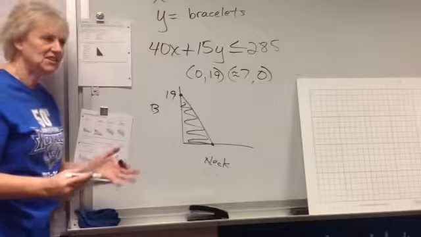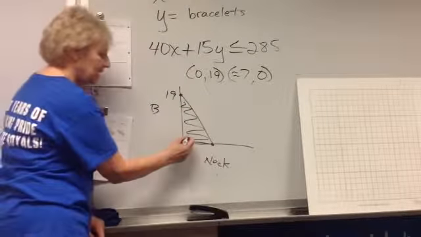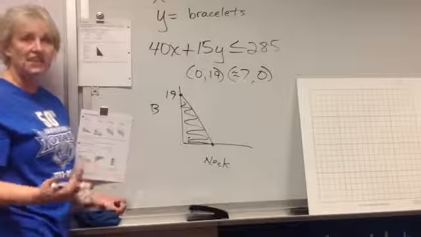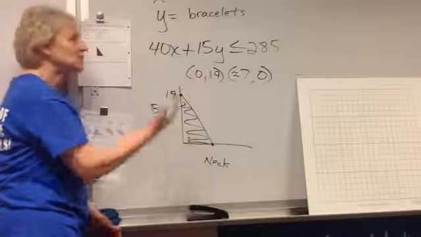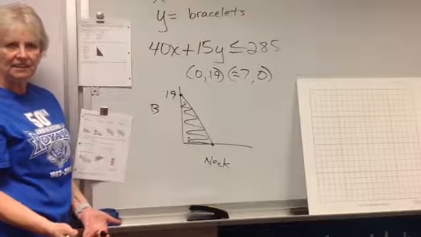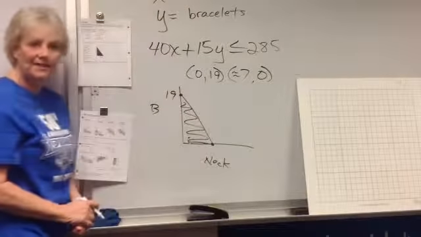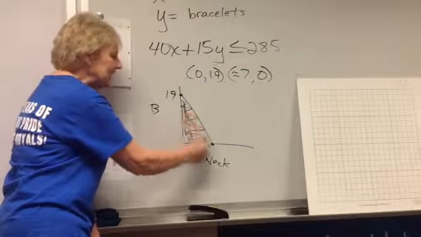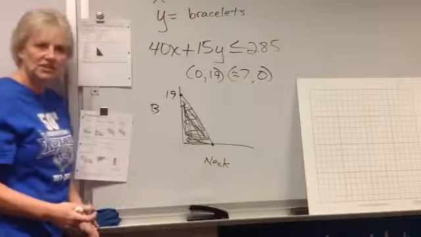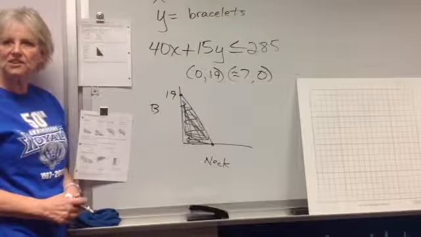That means she could make 1. She has enough beads to make 1 necklace and 1 bracelet, obviously. She has enough beads to make 2 necklaces and maybe 3 bracelets. Everything in here works. That's how many necklaces and bracelets she can make.